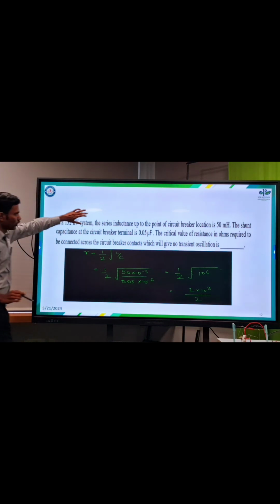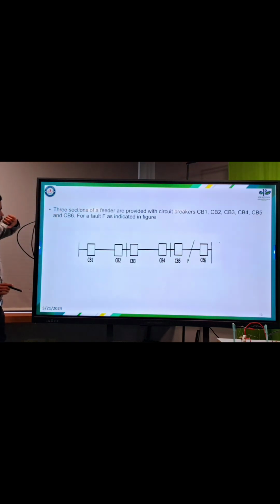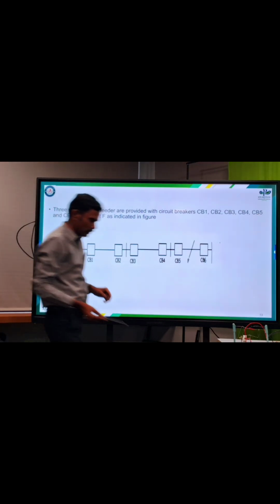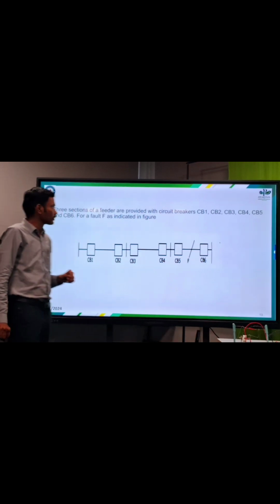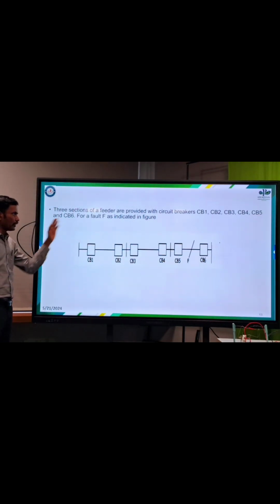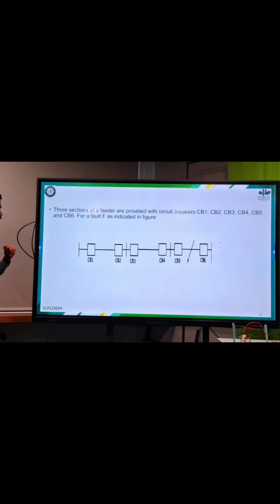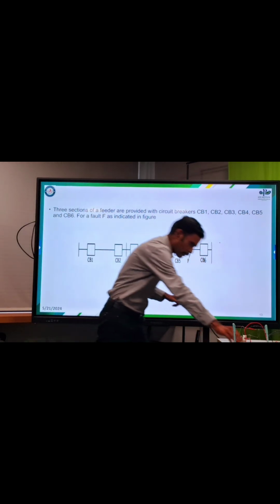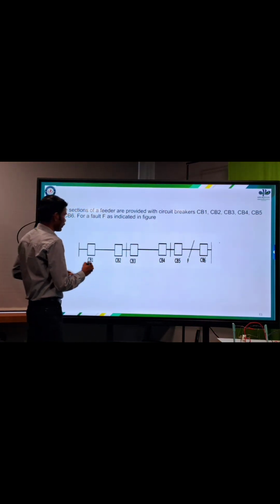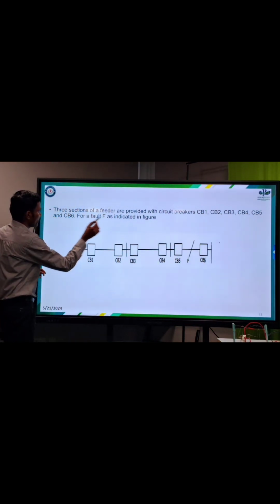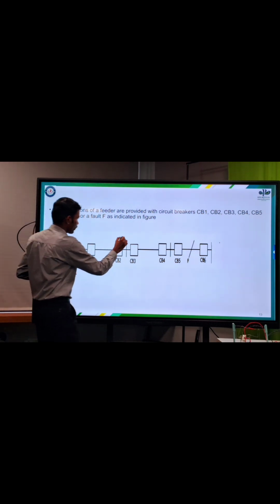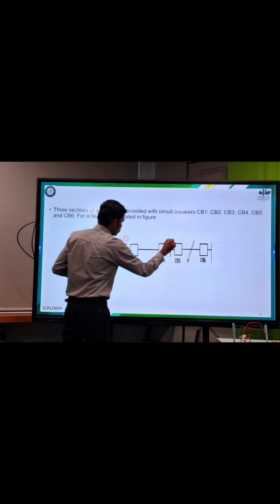Okay, so we will move on to the next question. Here also the three sections of the circuit breaker are given. Three sections of a feeder are provided with circuit breakers 1, 2, 3, 4, 5 and 6 respectively. So we have to find the fault. Say, for example, this is our feeder, and I can say there are three sections: 1, 2 and then 3.